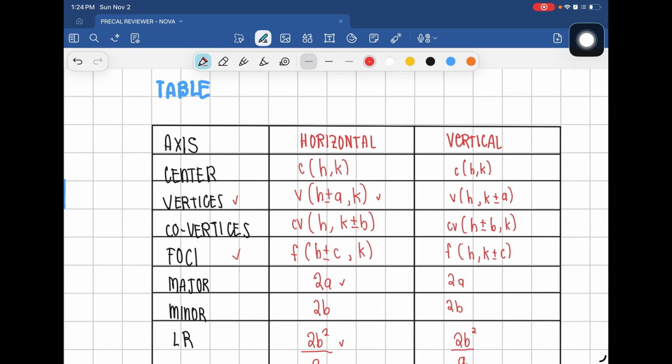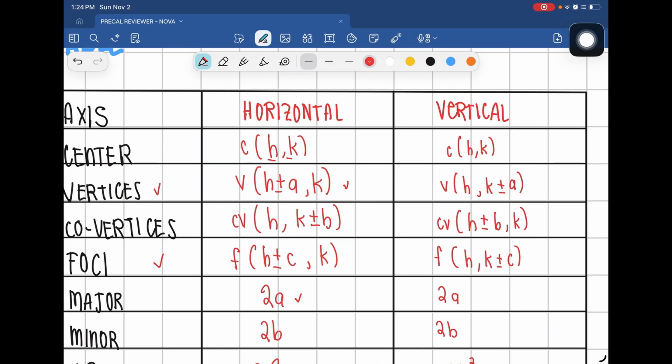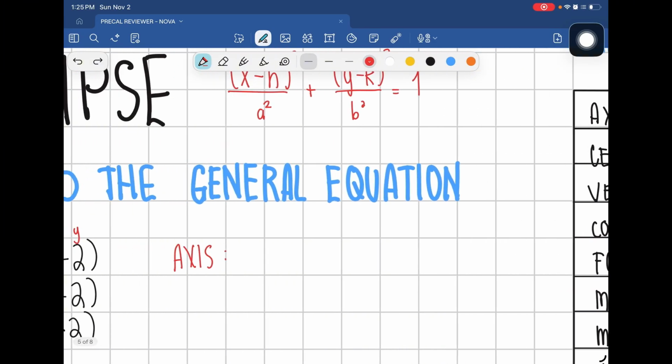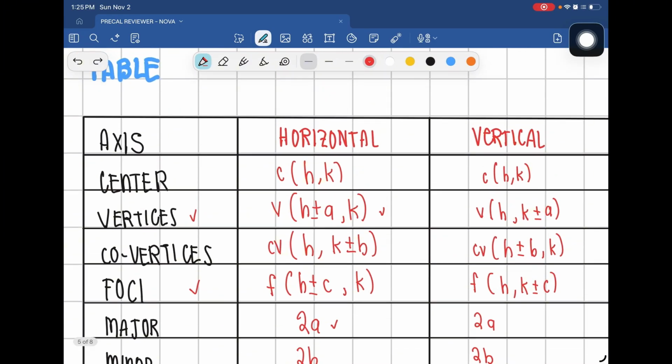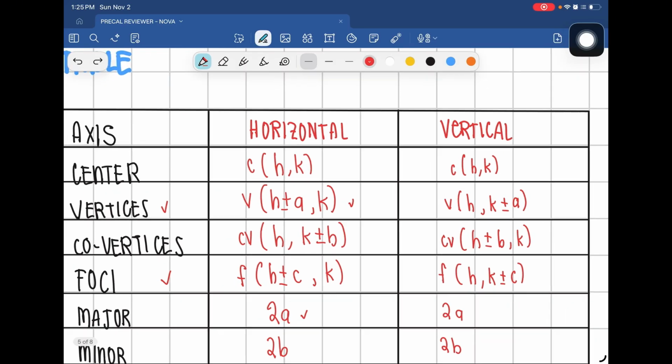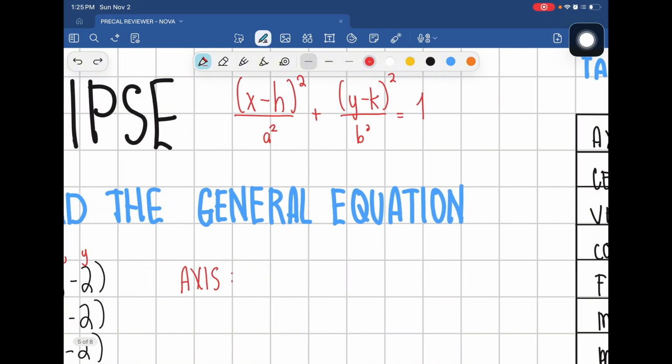So we can see here that our center stays the same, so h, k. But in our vertices, there is a change in the vertex or vertices. Therefore, we can confirm that it's horizontal. And another given is the foci. And there is a change here on the h or the x-axis. Therefore, our axis is horizontal.